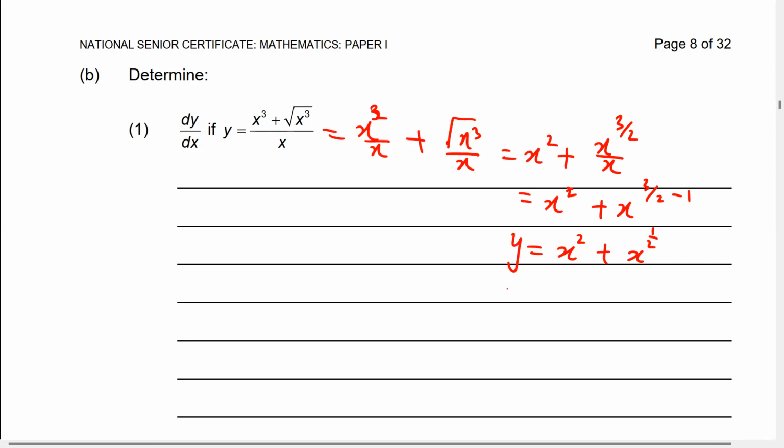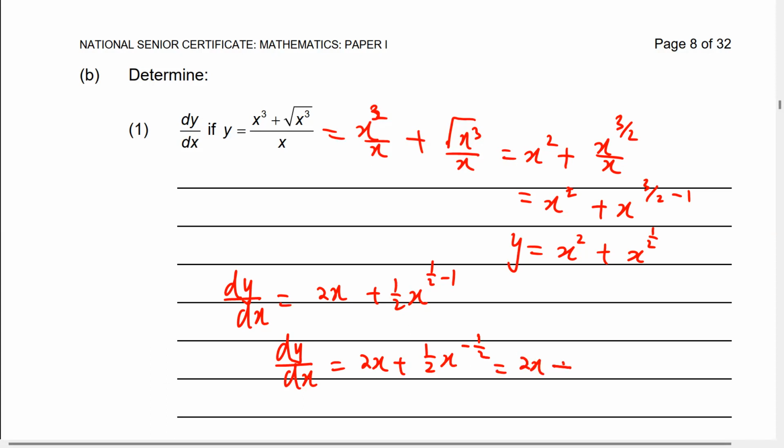Then you find the derivative of this, which is dy dx. The derivative of x squared becomes 2x. The derivative of this one becomes 1 half x to the half minus 1, which means dy dx is equal to 2x plus 1 half x to the minus 1 half.